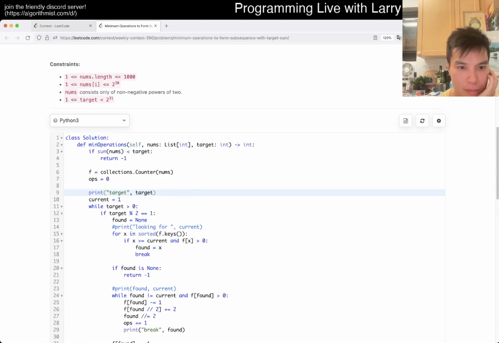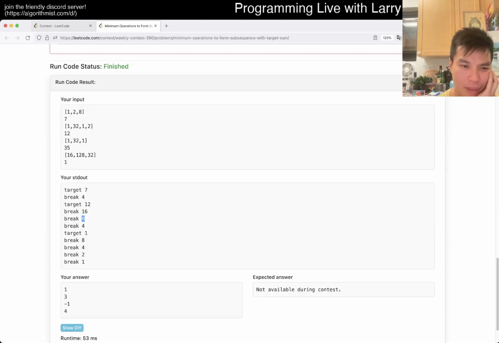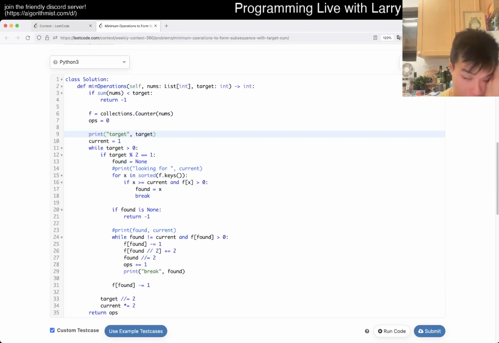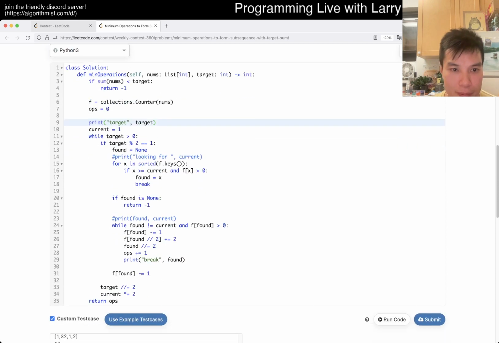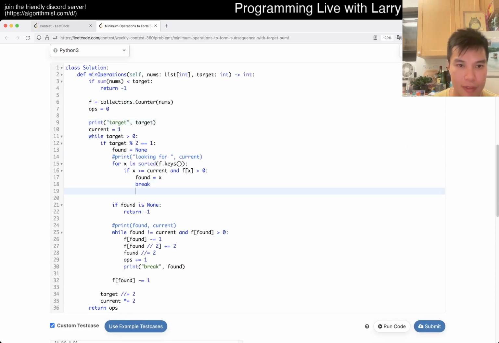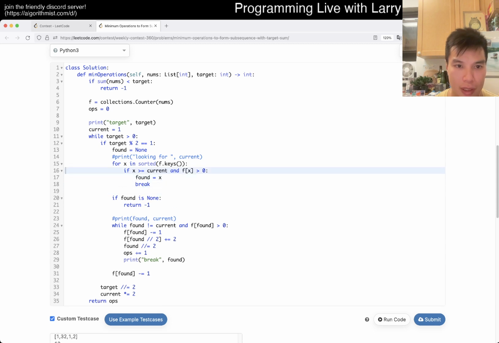Oh, I have to use the sum. I didn't do the sum, did I? So this was wrong anyway. I forgot to use the sum. Otherwise, okay, so we have to combine them then. Okay.